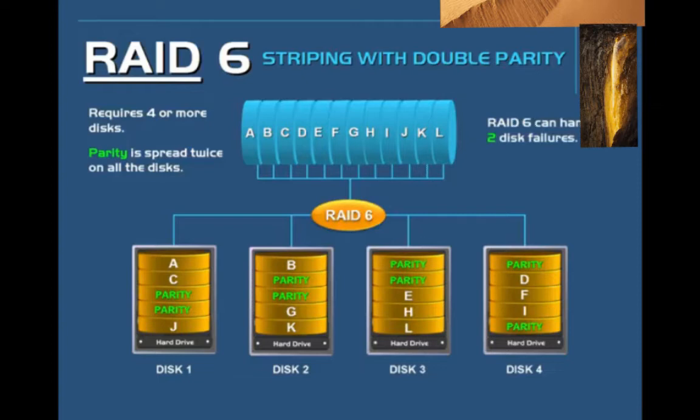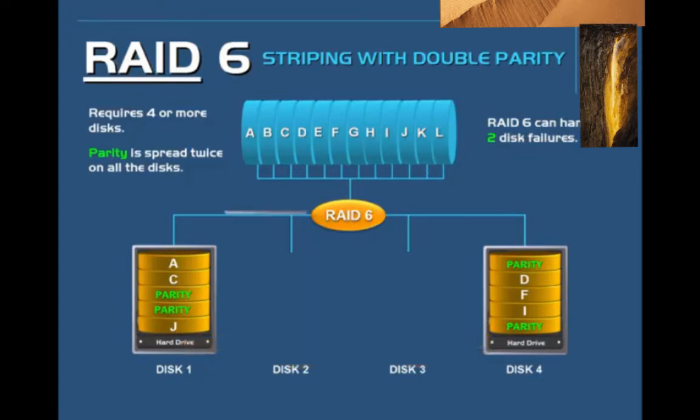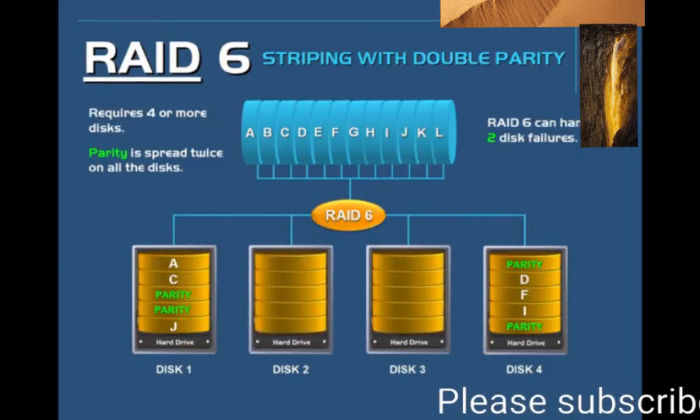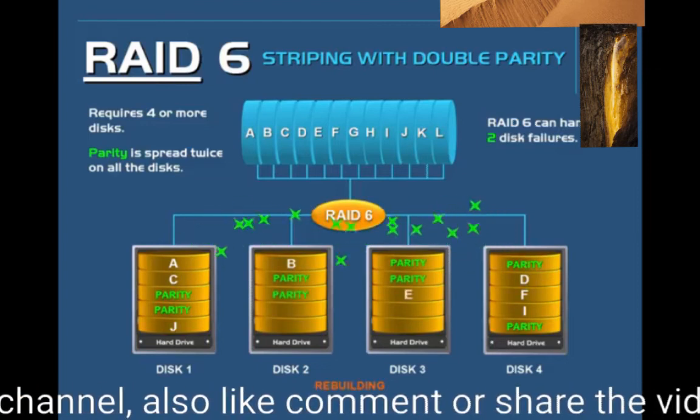So in a RAID 6, if 2 disks were to fail at the same time, which is pretty rare, no data would be lost. And all you would have to do is replace the failed disks, and then RAID 6 would use the double parity from the other disks to rebuild the data on the new drives.